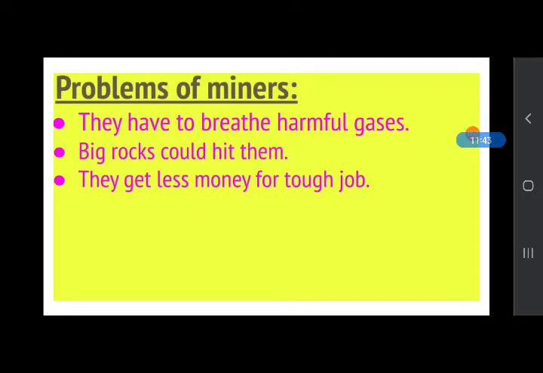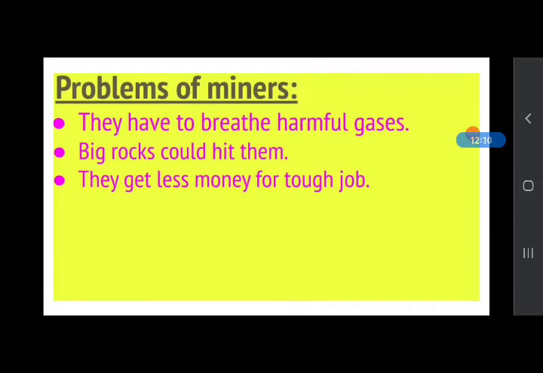So, a miner should wear a bright color uniform so that they can be identified by anyone if they get lost, and they should wear their helmet, and they should follow all the safety rules that are necessary for mining.